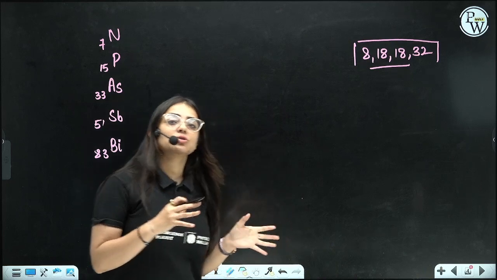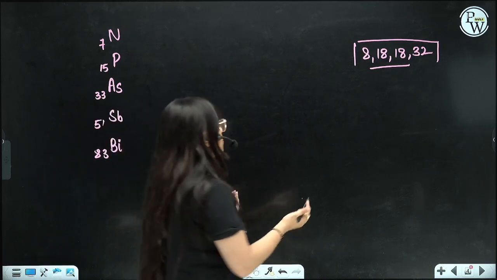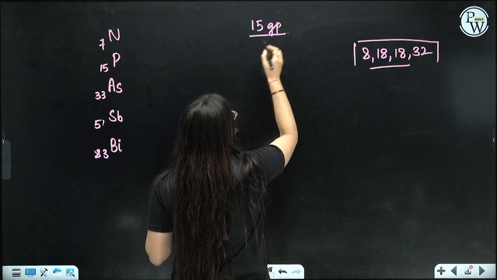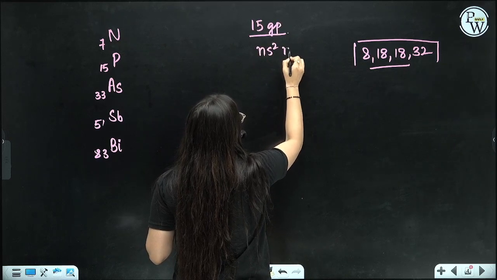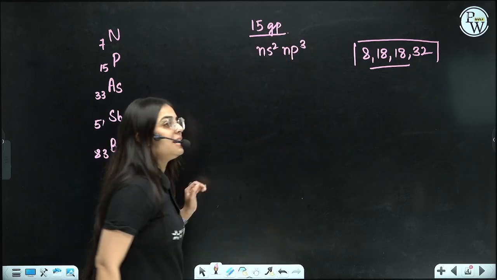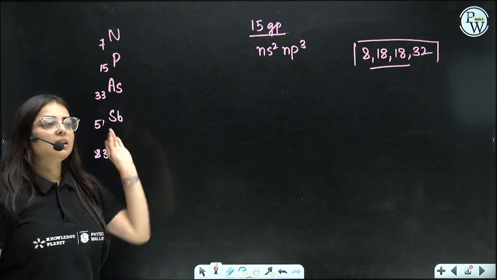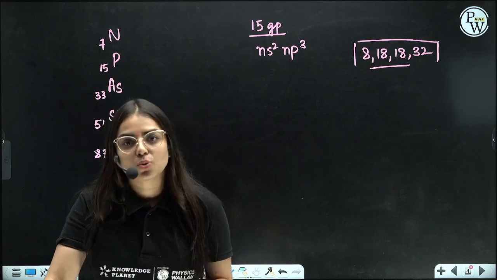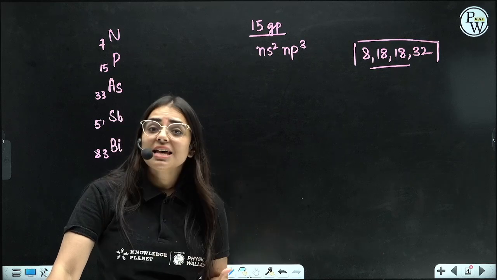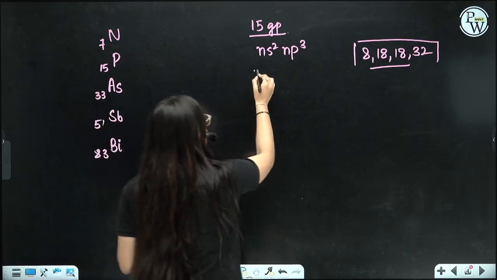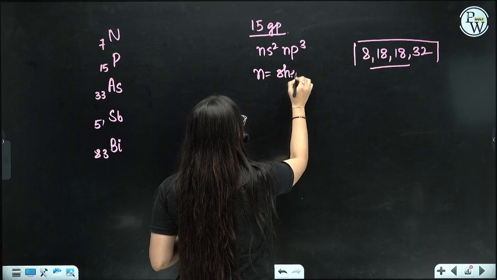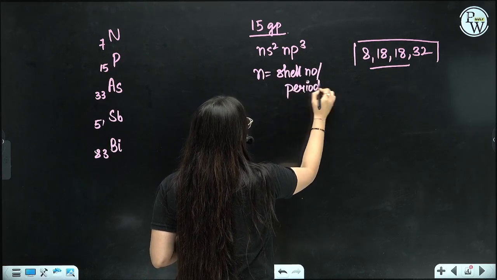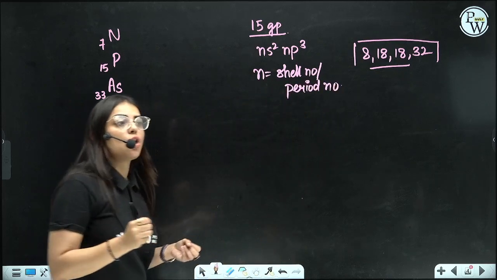If I'm talking about the general electronic configuration for the nitrogen family, remember it is the group 15 element. So the general electronic configuration is ns2 np3. And n lies from the value 2, moving on to 3, 4, 5, 6 and so on as per the period. What is n over here? n represents your shell number, or it represents your period number.